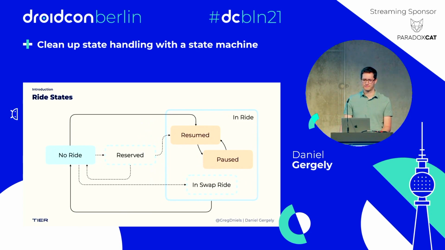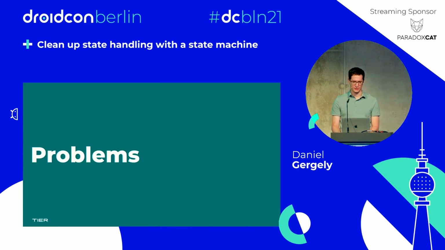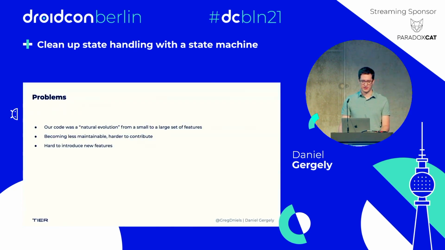So at that point, when we were trying to think of how we would implement these new features, we unfortunately ran into some problems. Namely, our code was a natural evolution from a small to a large set of features, and it was becoming less maintainable, harder to read, and harder to contribute to. It was also, at that point, really hard to introduce any new ride features.